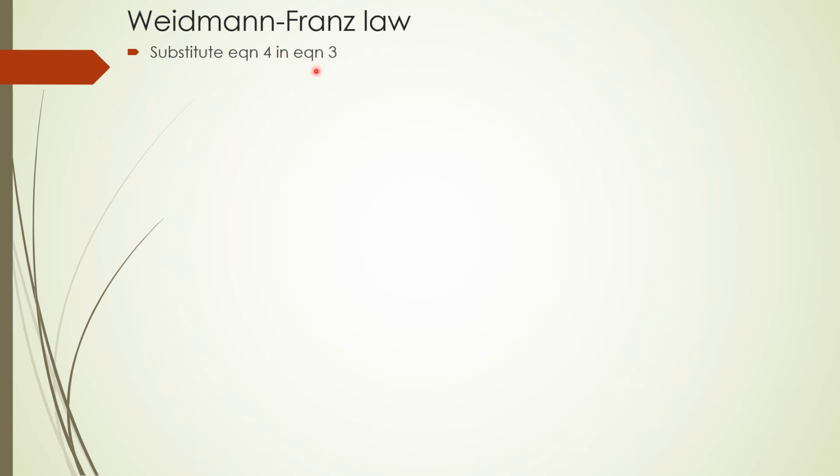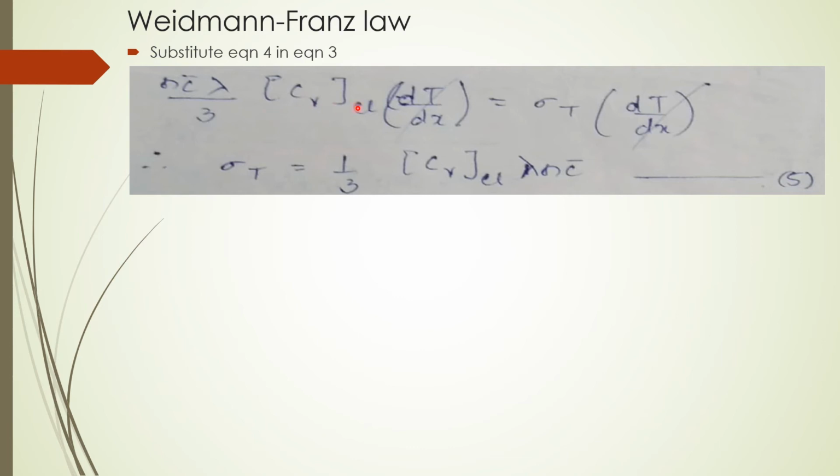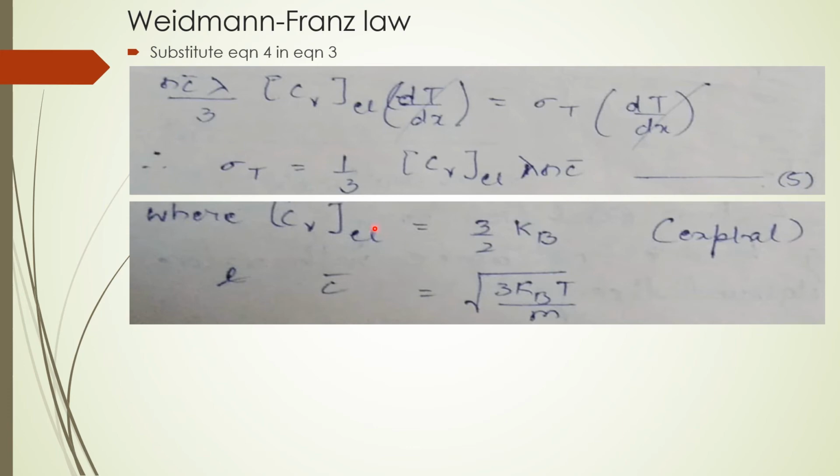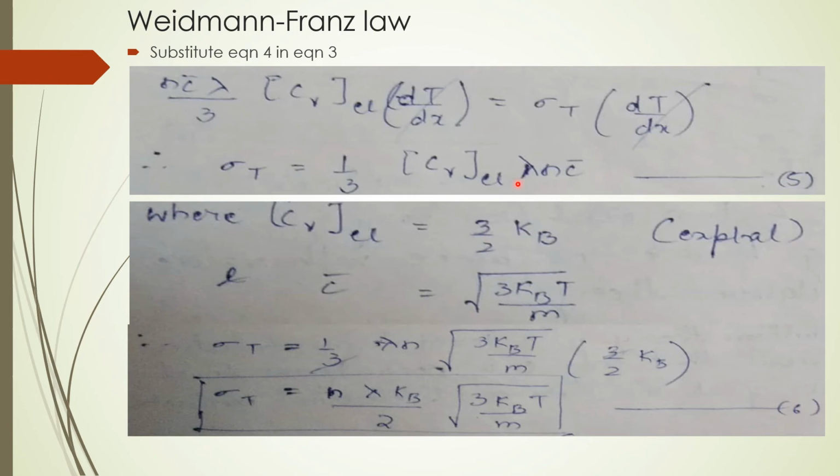Substituting equation number 4 in equation 3, we get this where dT by dx gets cancelled out, and we get sigma suffix T as 1 by 3 into Cv suffix El lambda and C bar. Equation number 5, where Cv suffix El is 3 by 2 k, which we had got earlier when we had seen heat capacity, and C bar is equal to square root of 3kT by m. Substituting this in equation number 5, we get sigma suffix T is equal to n lambda k upon 2 into square root of 3kT by m. Equation number 6. This is the equation for thermal conductivity.